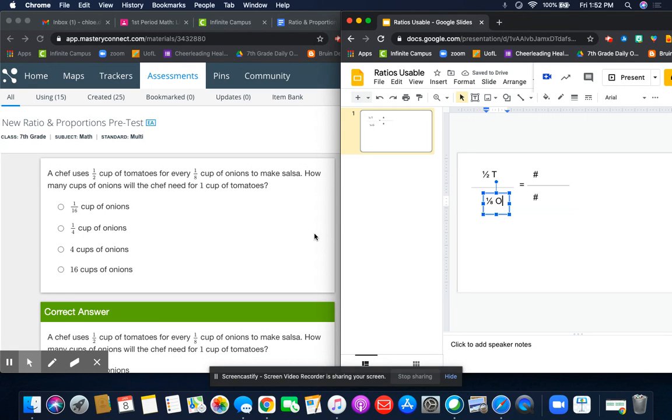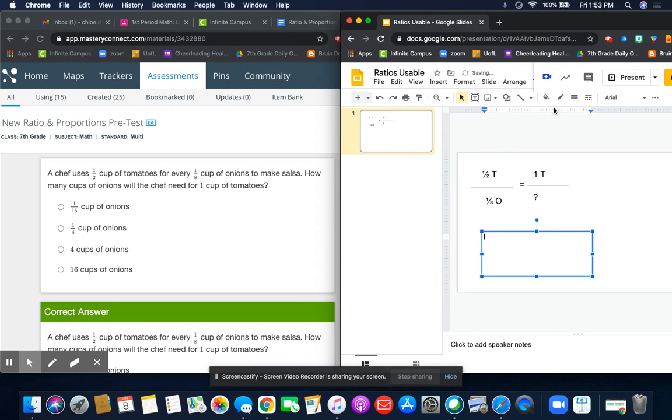All right, so they tell us that we are going to use 1 cup of tomato. Set that equal to your tomatoes. And I'm trying to figure out how many onions I'm using. This is my unknown. So again, I would cross multiply and divide. So 1/8 times 1, anything times 1 is just itself. So 1/8 divided by 1/2.